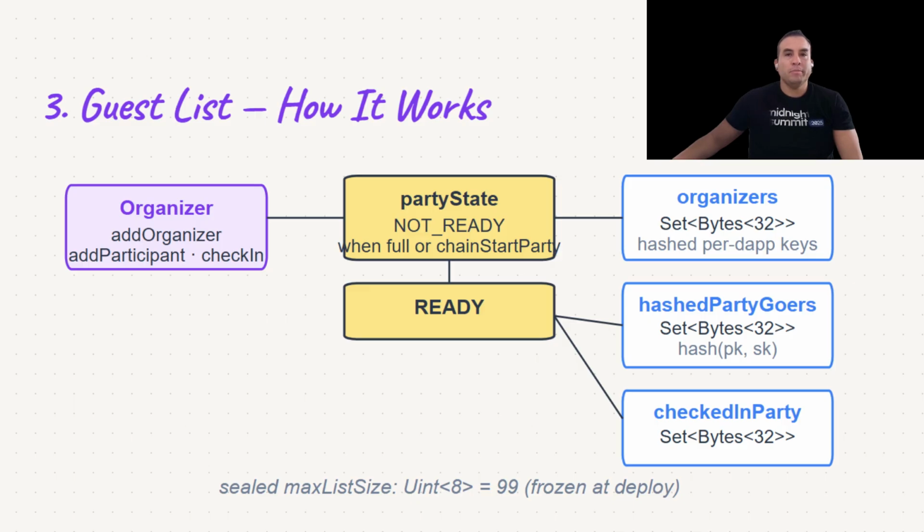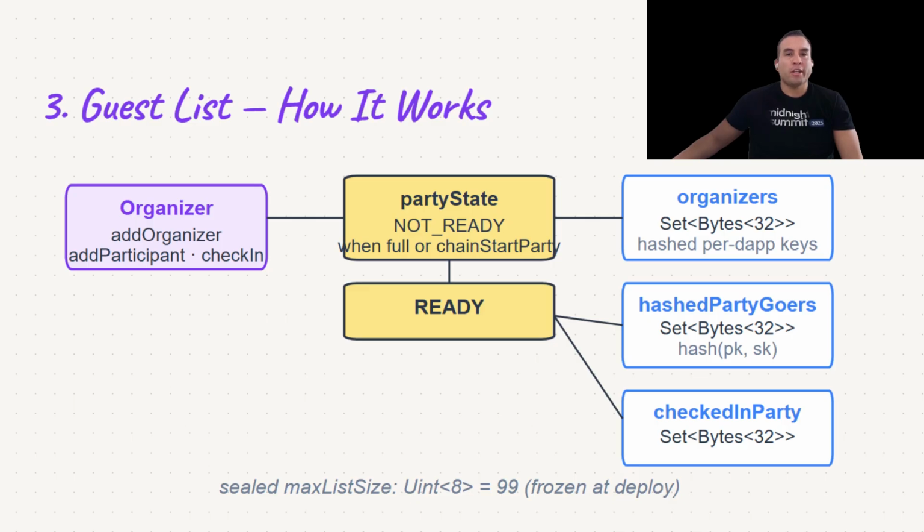In the middle, the state machine. Two states, not ready for setup, ready for the party itself. You can flip to ready two ways, either automatically when the guest list fills up, or manually via a function called chain start party. On the right, three sets of data stored on the chain.